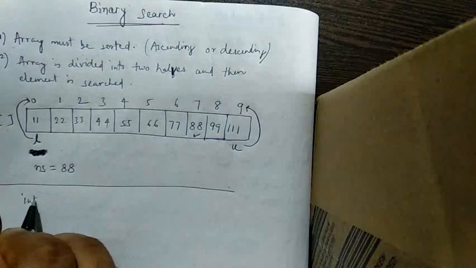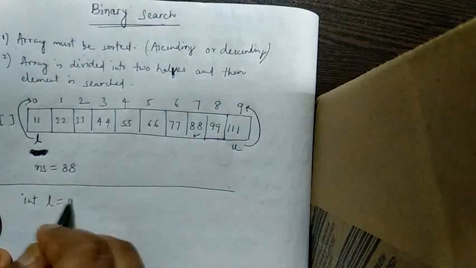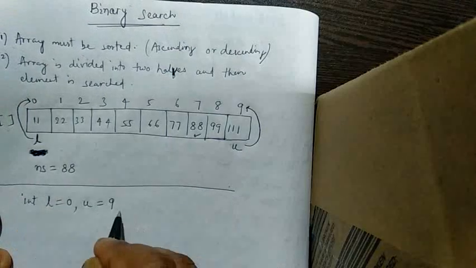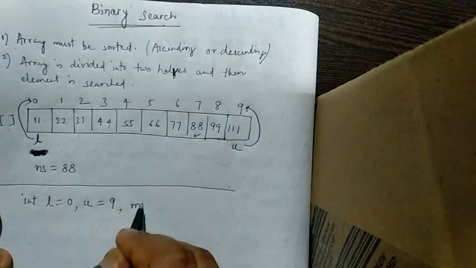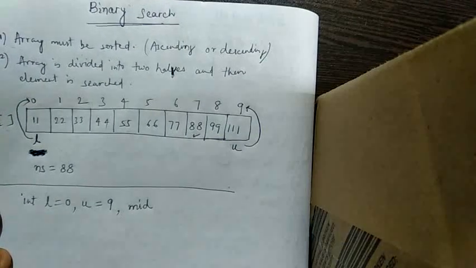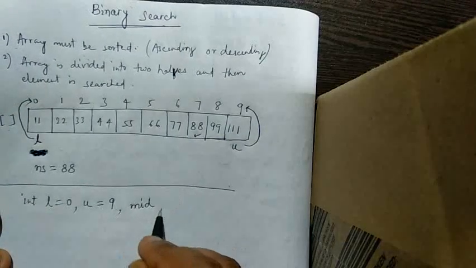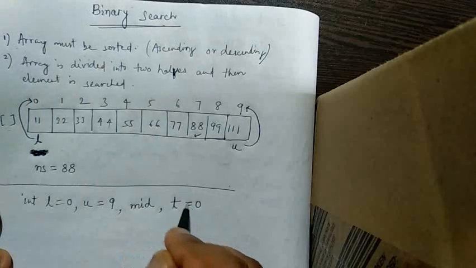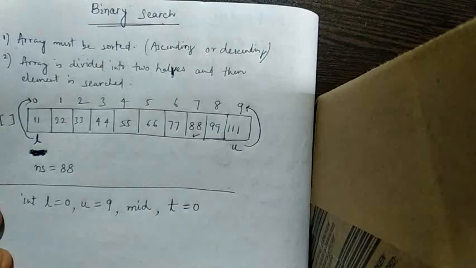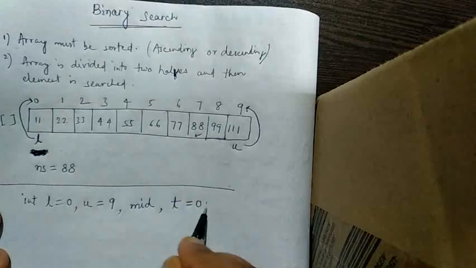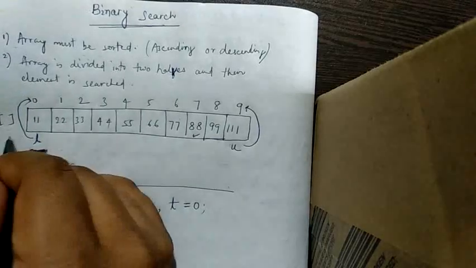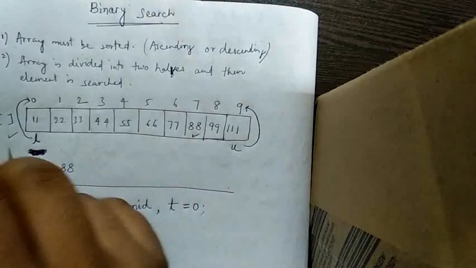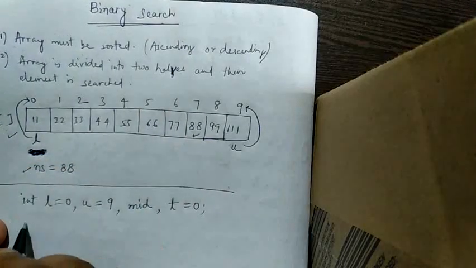Int L is equal to 0, U is equal to 9, and one more variable I will take as mid. Like the previous linear search, I will take T, the temporary variable. Now we have already entered the array as well as the number to be searched, so I am not writing the entering values part, only the logical part.